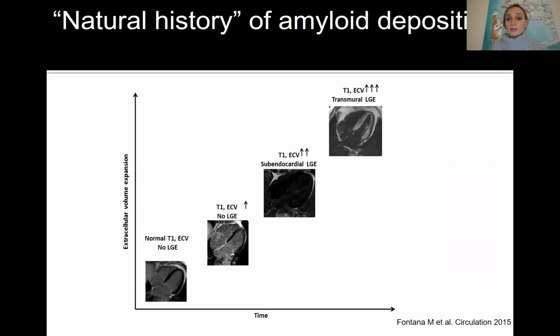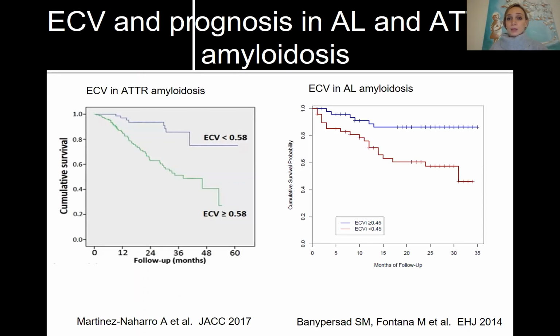And using T1, ECV, and late gadolinium enhancement, what we can really do is follow the natural history of disease progression, going from completely normal T1, ECV, and no late gadolinium enhancement. Then, with a bit of amyloid, there is an increase in T1 and ECV, but no late gadolinium enhancement. And then with more amyloid, the late gadolinium enhancement becomes subendocardial, and then transmural. And because ECV is a measure of the amyloid burden, it doesn't surprise that it does correlate with prognosis in both ATTR and AL amyloidosis.